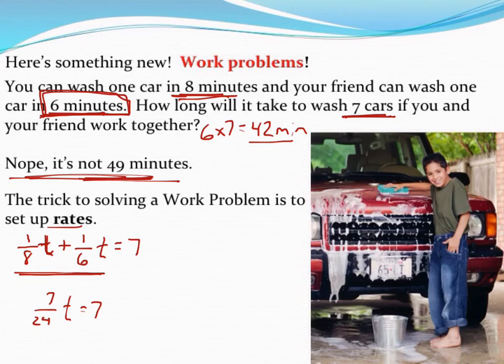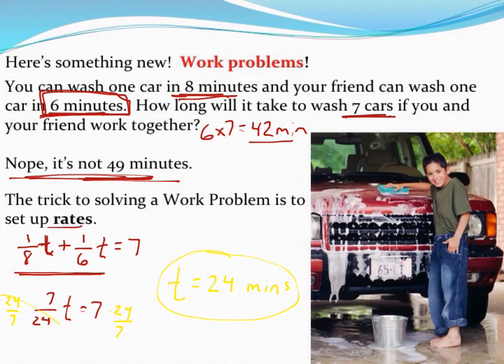At this point, I can either divide, or what I'd prefer to do is probably multiply by the reciprocal to get rid of that fraction. So I'm going to multiply both sides by 24 over 7. And once I do that, I find the time that it would take them working together to be 24 minutes, much quicker than even the quickest guy working by himself.